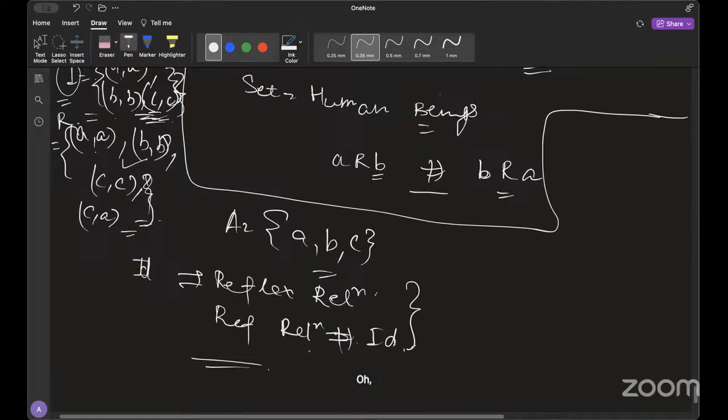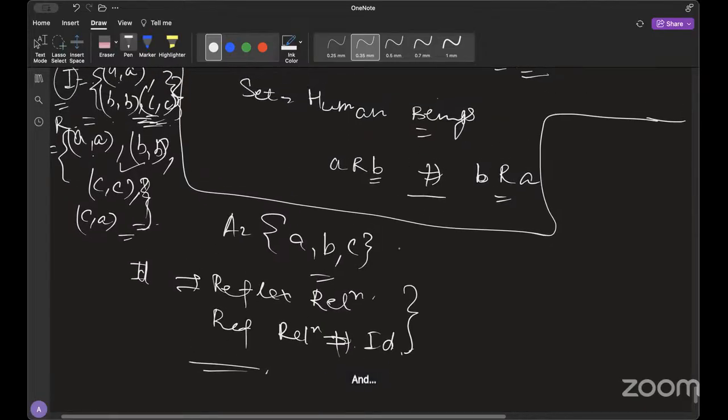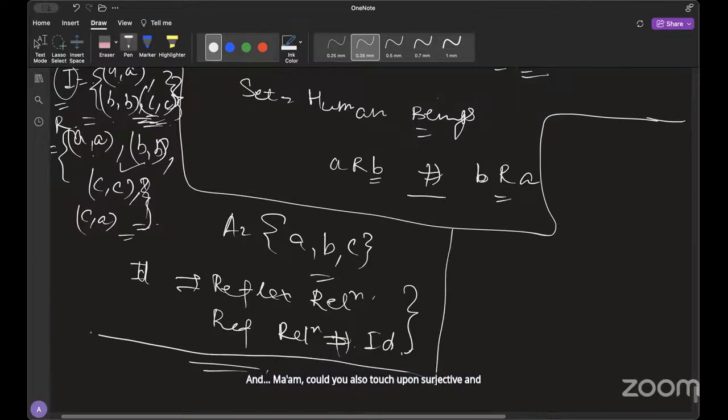Anything else? Ma'am, could you also touch upon surjective and bijective concepts once? Ma'am, I have a doubt. If A is equal to {A, B, C}, and I have only A,A, not B,B, not C,C, then is it reflexive or not? No, it's not reflexive. You need to have B,B and C,C in it. All the elements have to be there. You can have extra elements, but you'll have to have these three here.